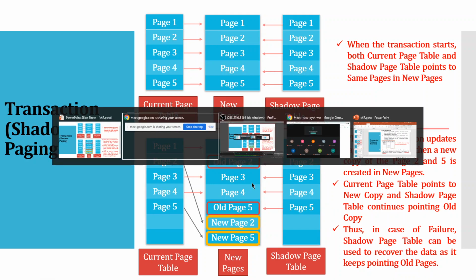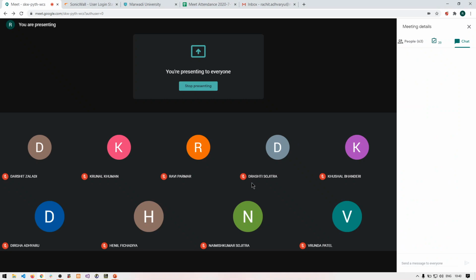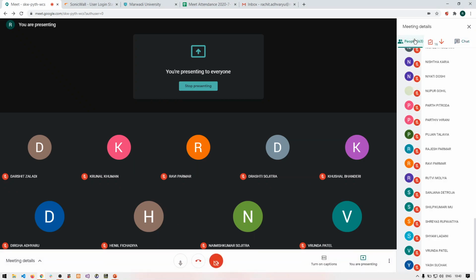Any doubts, anyone, in this particular part? Anyone? Is there any doubt? Anyone?